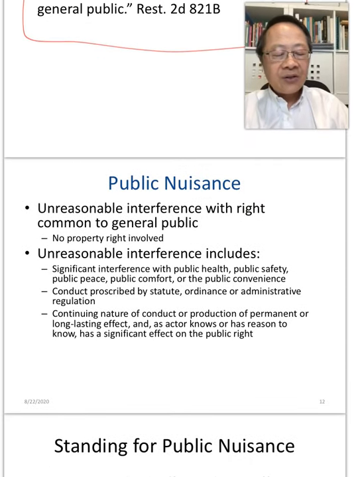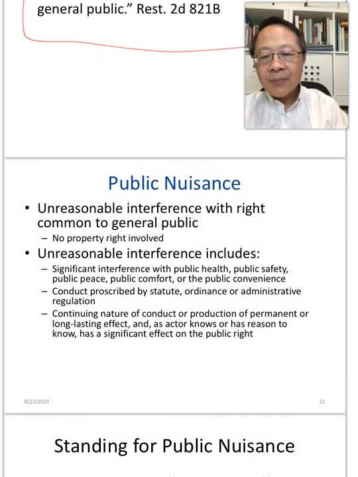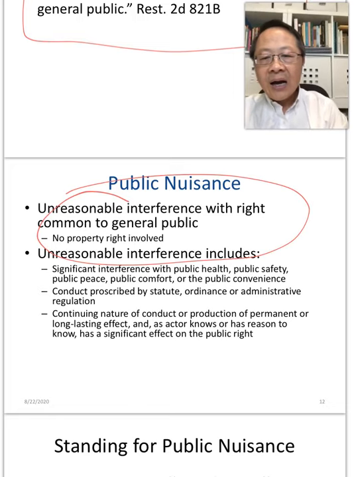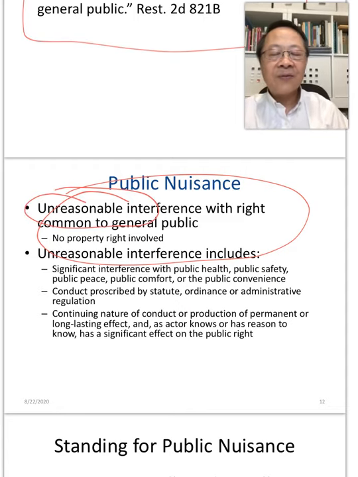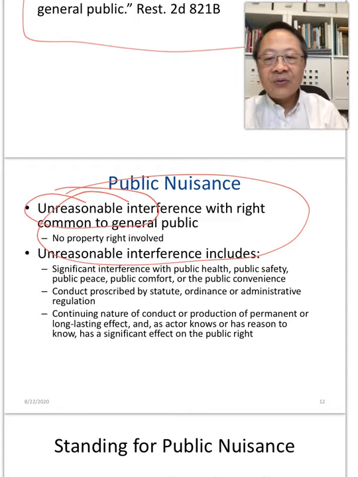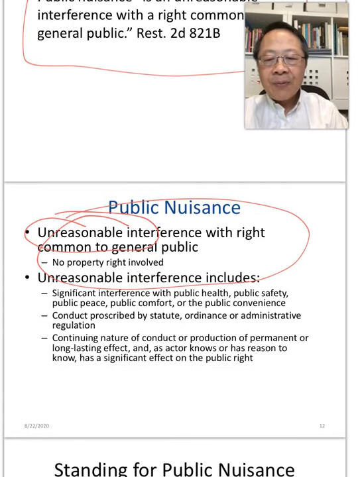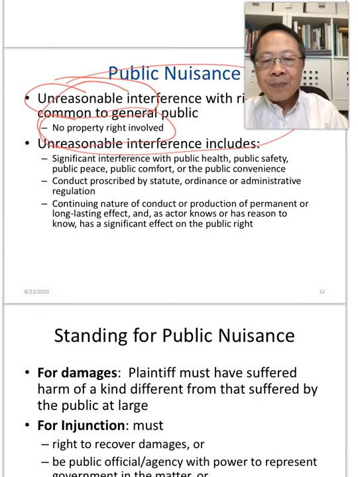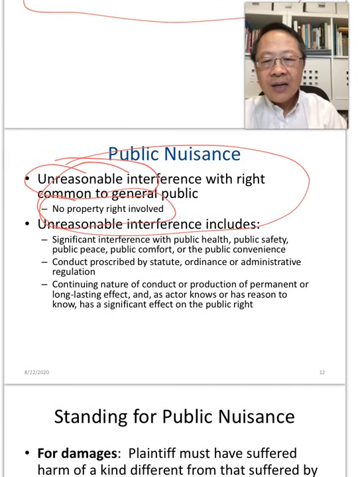Essentially, it is an unreasonable interference with a right common to the general public. And note here that there is a threshold issue in that it has to be an unreasonable interference. De minimis interferences, for example, would not qualify. There's no property rights involved here.